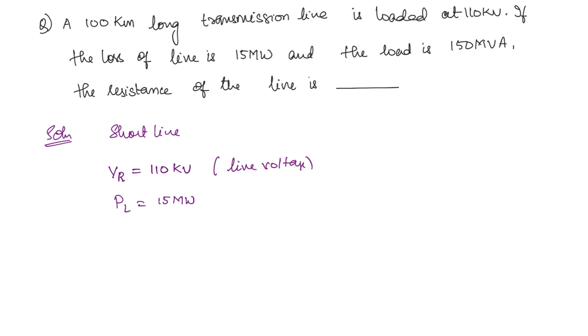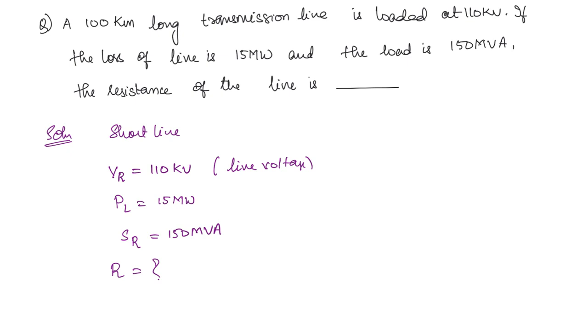When the unit is volt ampere, it means it is the complex power. So the receiving end complex power is given as 150 megavolt ampere. Now we have to find out what? We have to find out the resistance of the line. Now how can you find the resistance? Resistance is associated with the line losses, right? So here loss is given. I square R gives the losses. That means you need to find out the current, the receiving end current.